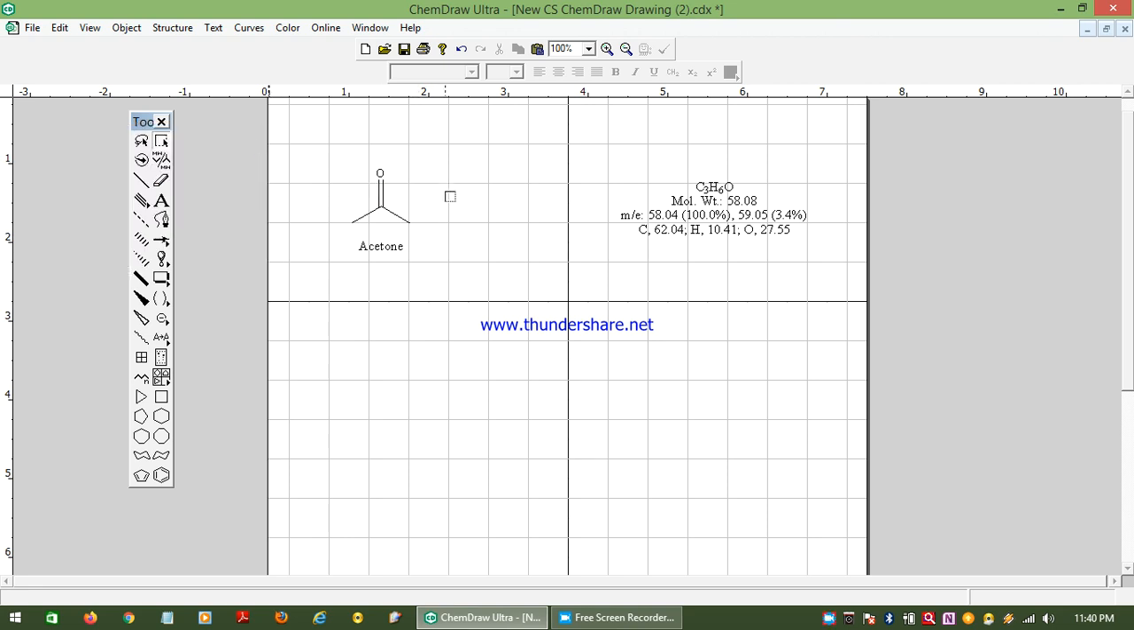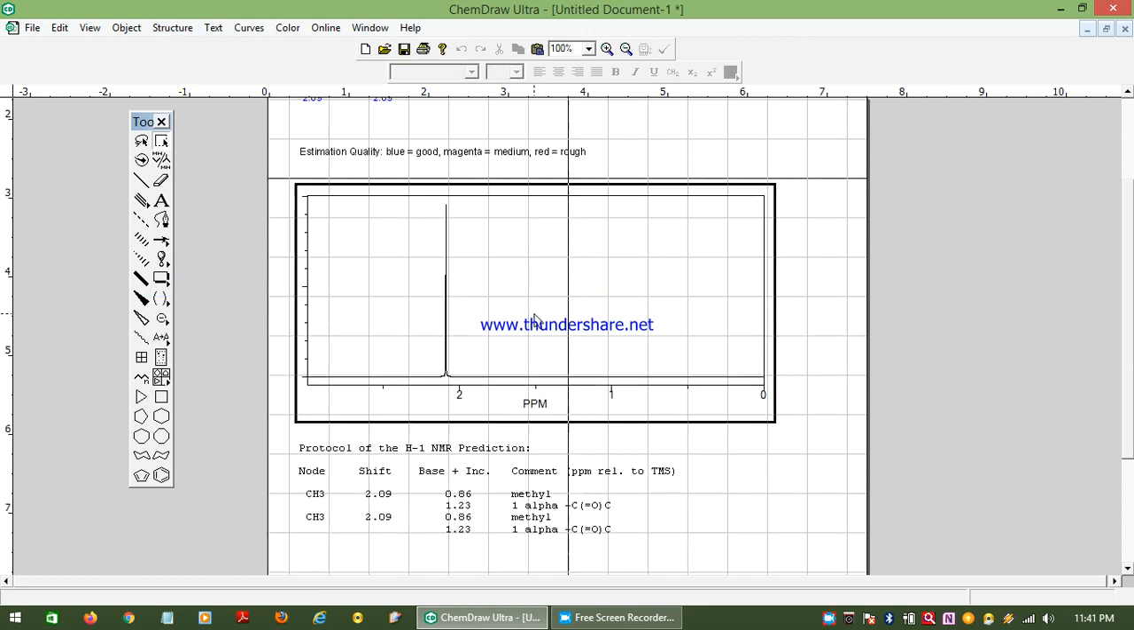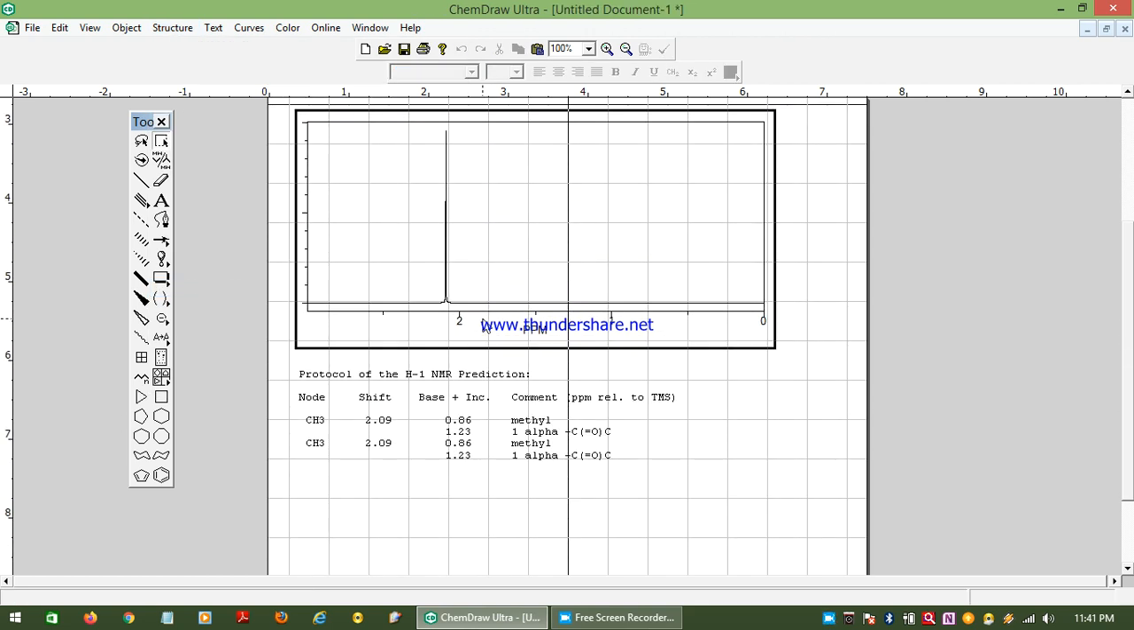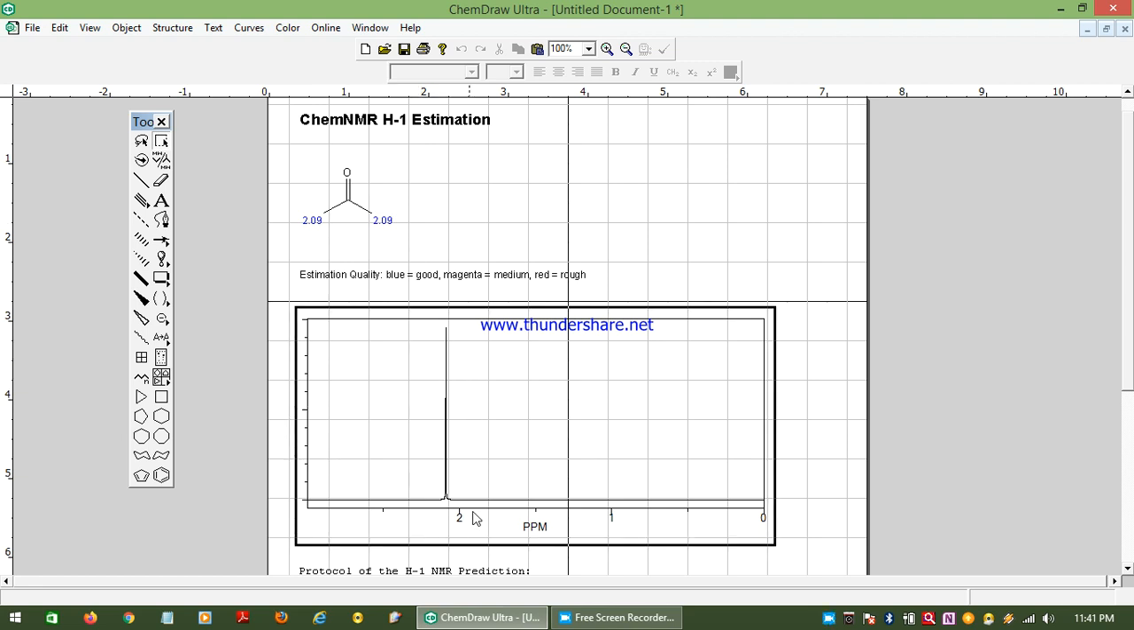Another thing you can do with this: again you click on any bond or any carbon, double click, and you will have a selection of this molecule. Again go to structure and predict H1 NMR shift. You'll get the H1 NMR spectrum. This is the predicted H1 NMR spectrum, and you can find here chemical shift values for those. The two methyl groups appear as a singlet, only one line in your NMR spectrum.